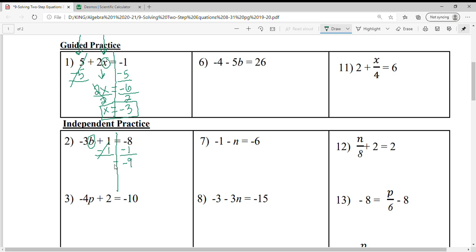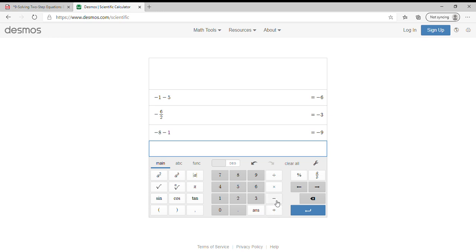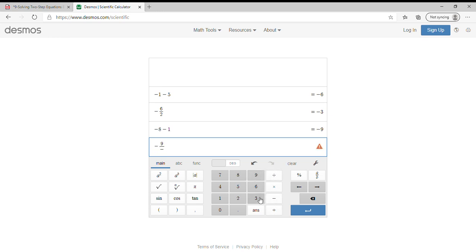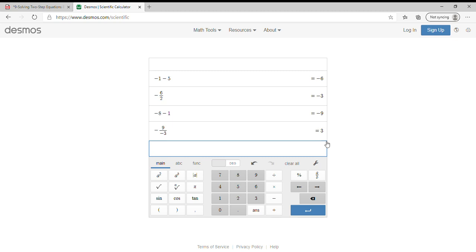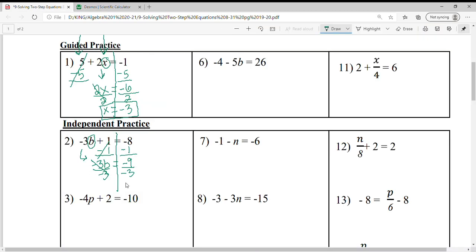Bring down my equal sign. And again, here's my only difference. Now I'm bringing down this entire negative 3b. So now this looks just like a one-step problem we did last week. The opposite of times negative 3 is going to be to divide by negative 3. They cancel out. The other side, divide by negative 3. So negative 9 divided by negative 3, enter, positive 3. So b equals 3.